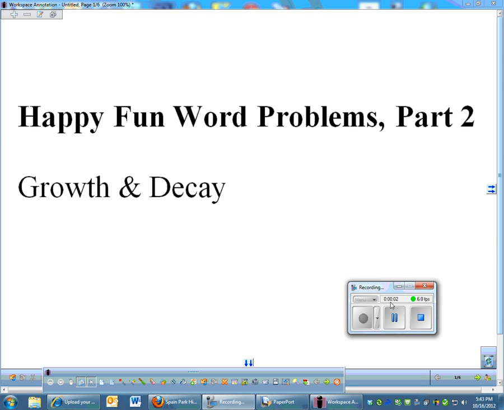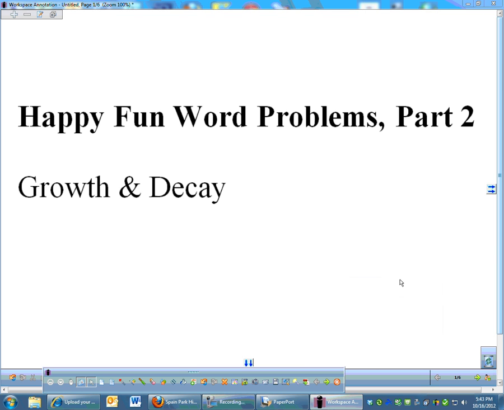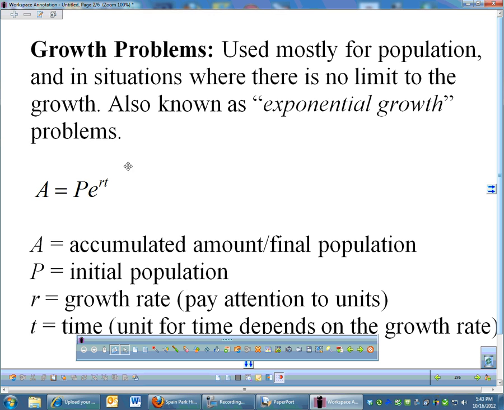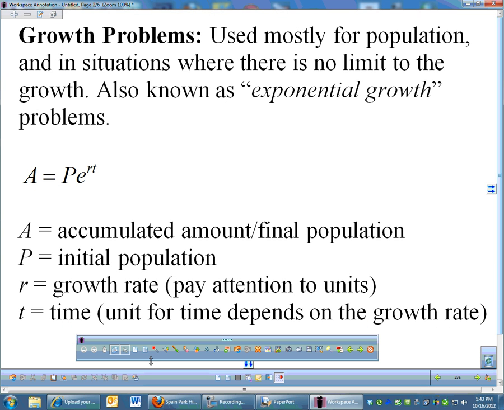Okay, part 2 of the word problems, growth and decay. These I think are a little bit easier than your money problems because the formula isn't quite as brutal. First, let's do a growth problem. This is used mostly for population dynamics, bacteria growing, stuff like that, rabbits reproducing on an island, you know how they get. This is a growth problem.